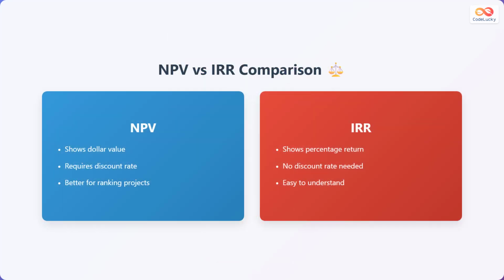Now let's compare NPV and IRR. NPV shows the dollar value of an investment and requires a discount rate. It is particularly useful for ranking different projects. On the other hand, IRR shows the percentage return of an investment and does not need a discount rate. It is generally easy to understand.